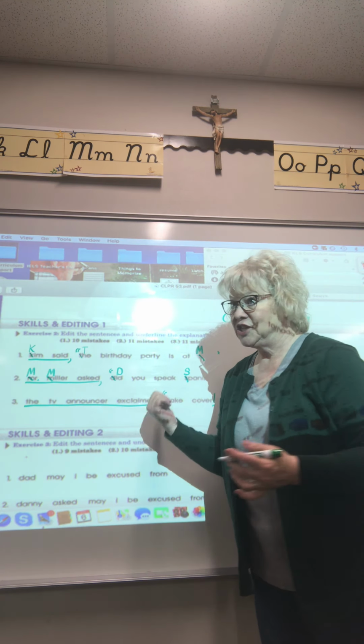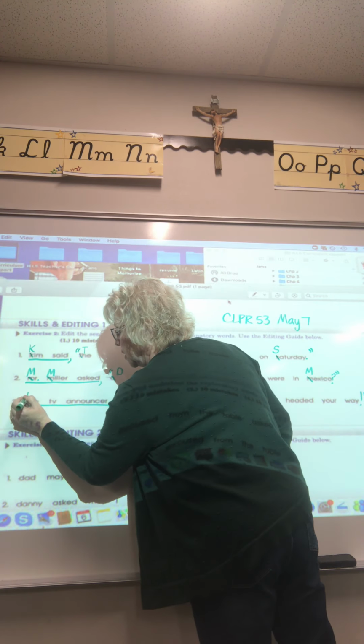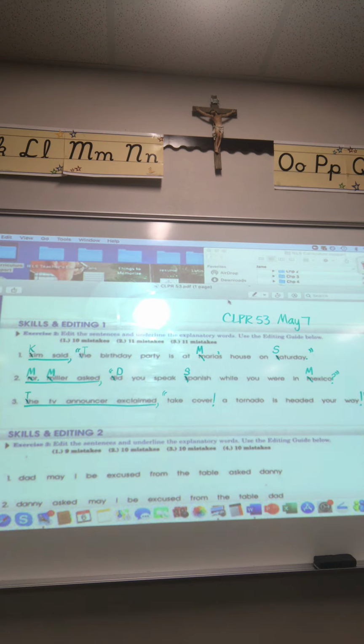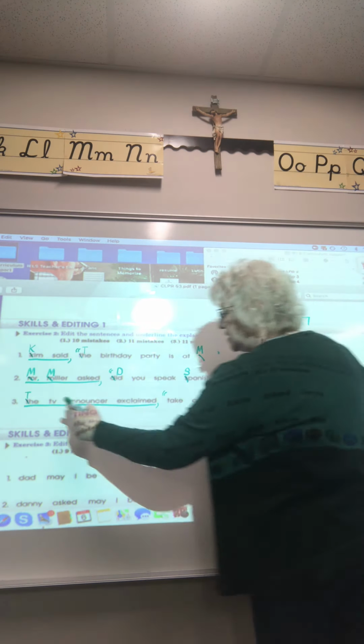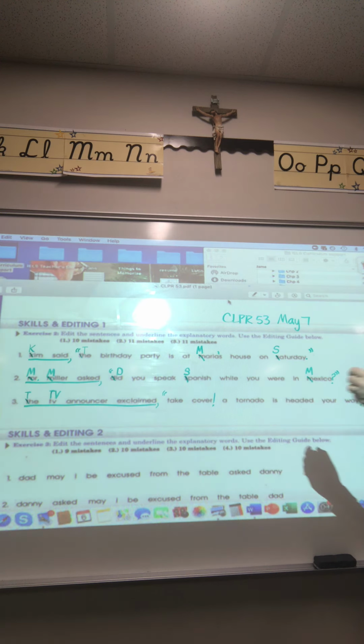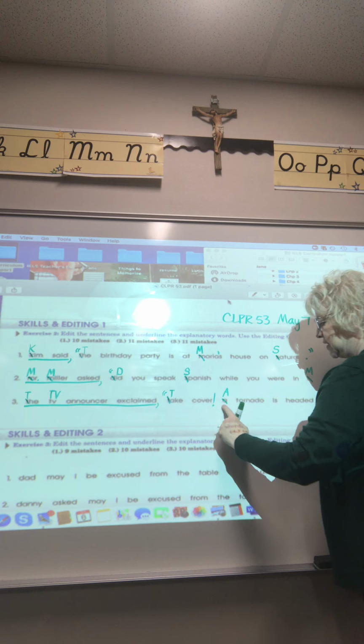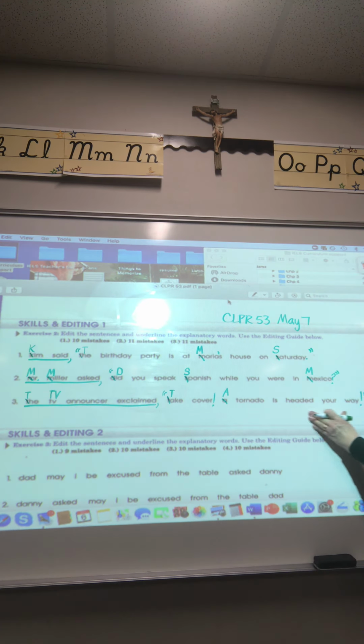If he wanted you to actually do what he's saying. He's scared of a tornado, and I would be too. A tornado is headed your way is also exclamatory. So you're going to put an exclamation point after each of those parts. Okay, back to putting in your capital letters. So we have the TV announcer, and TV is actually going to be capitalized too because it's an abbreviation for television. The TV announcer exclaimed, and now you're going to have a capital T on take, cover, and then capital A on a tornado because this is a whole new sentence. This is one sentence, this is one sentence.